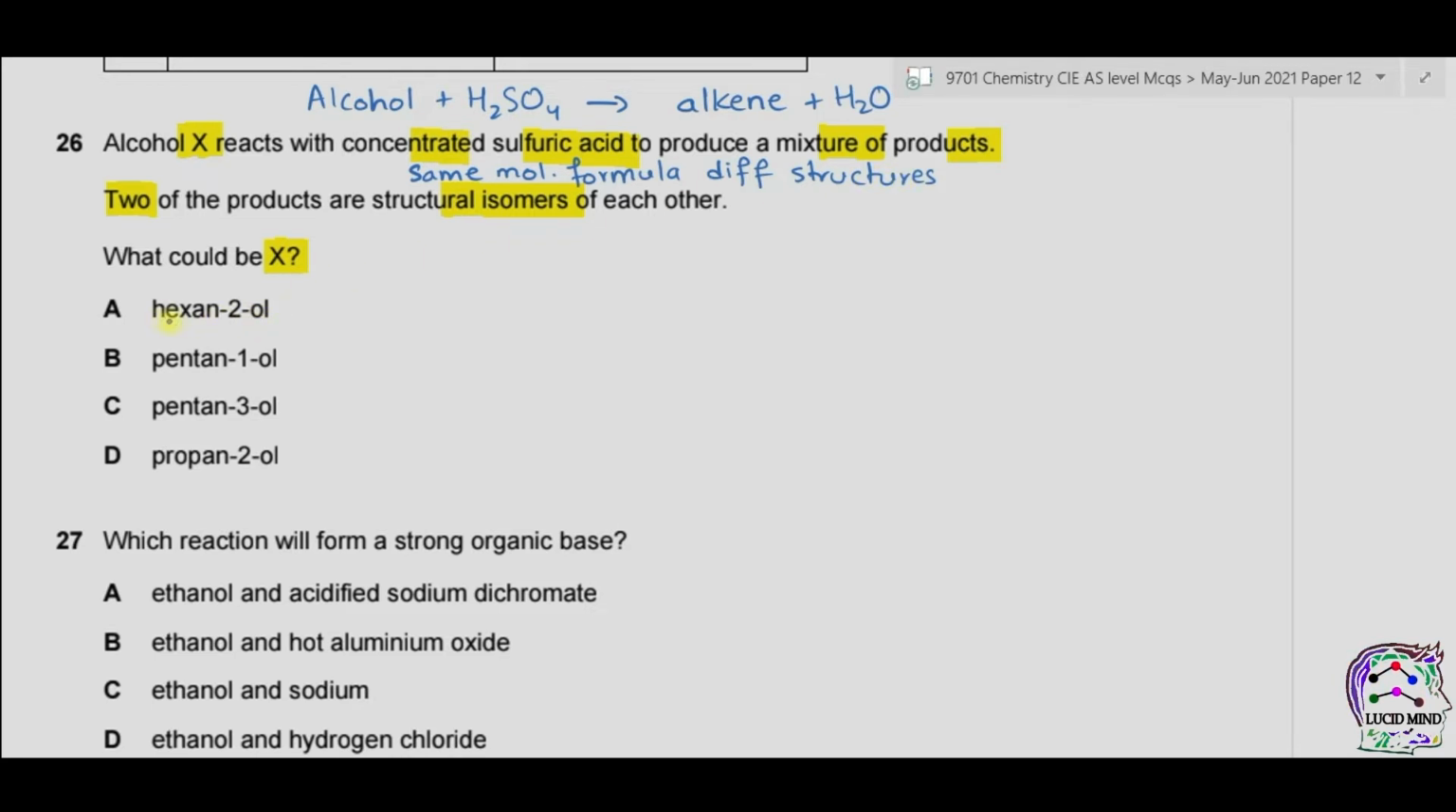A is hexane 2-ol. In hexane we have 6 carbon atoms, and 2-ol means we have an alcohol group on the second carbon atom. Now in the presence of concentrated H2SO4, alkene is formed. That alkene could be either between these 2 carbon atoms or these 2 carbon atoms, because hydrogen is removed from the adjacent carbon and H2O is removed. So the first product could be this one. The second product could be this one if hydrogen is removed from this carbon and OH is removed from this carbon.